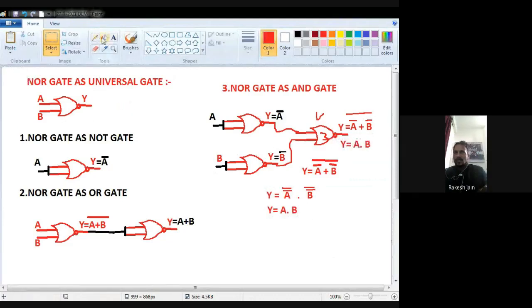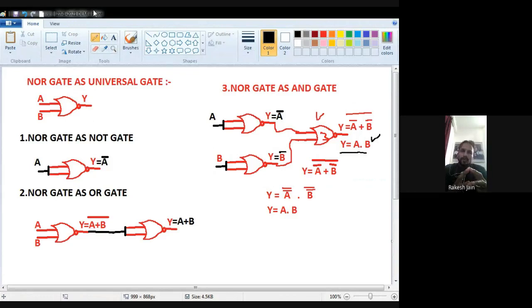And this output, this is the equation of which logic gate? This is the equation of the AND logic gate. So now with the help of these three NOR gates, we build an AND gate.